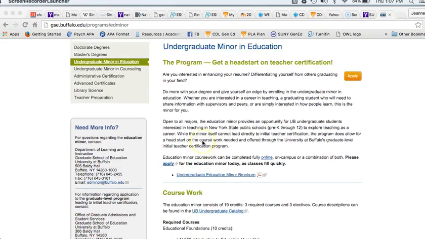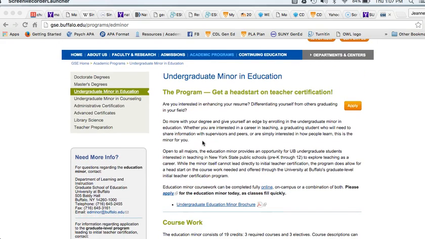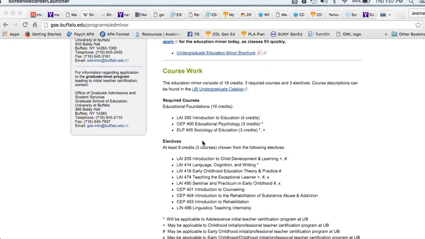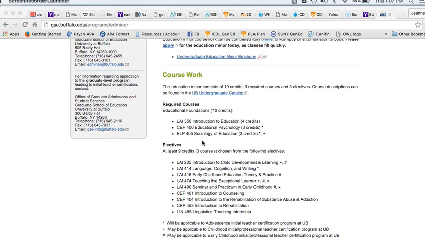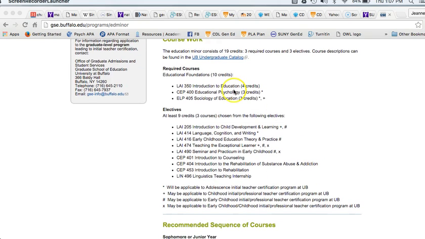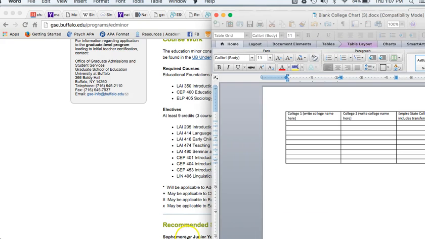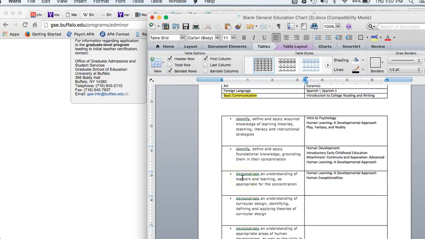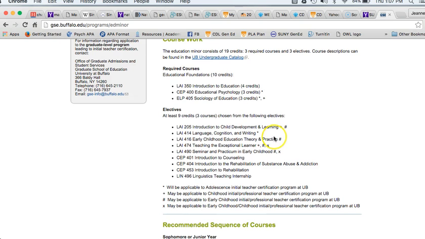So University of Buffalo is only offering an undergraduate minor in education. Because it's a minor, I'm assuming it doesn't have a ton of classes, but you know what? That's okay because I'm still looking at what they're requiring of you. So it looks like they want intro to education, and we know our student here has an intro to early childhood studies. So, you know, to me, that kind of relates.